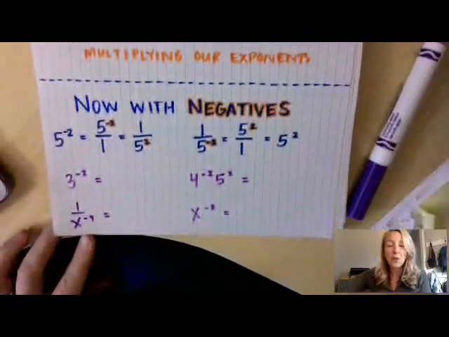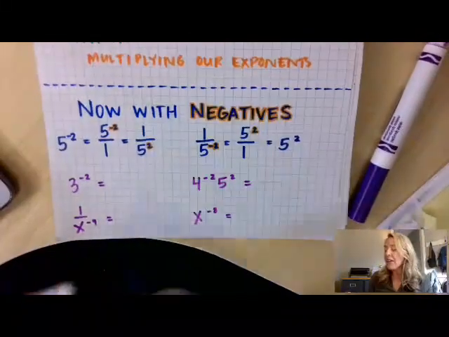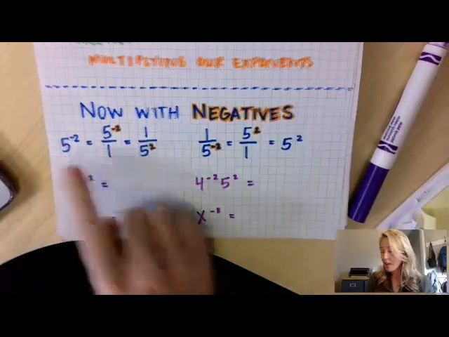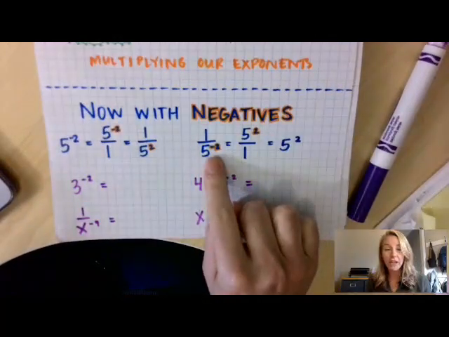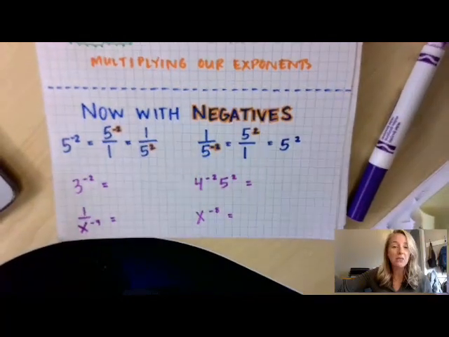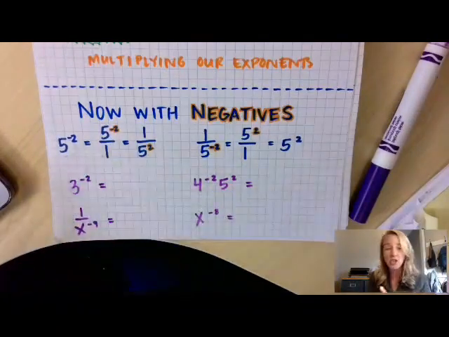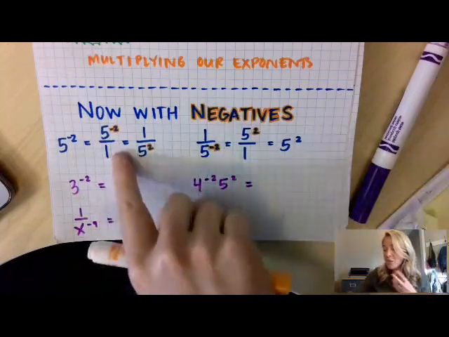Okay, so now we're going to look at negatives. If I have problems that have negative numbers, I might say 5 to the negative 2nd, or maybe I have 1 over 5 to the negative 2nd. So you need to be familiar with the way those look. And if we have 5 to the negative 2nd, just like any number that you can have, you could just put it over 1, okay?